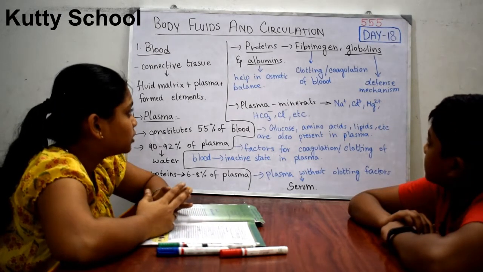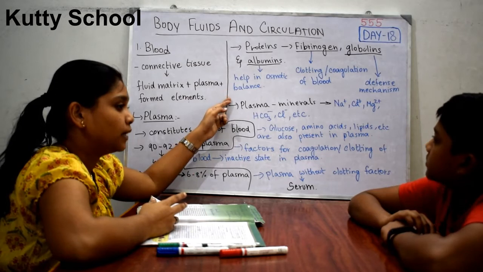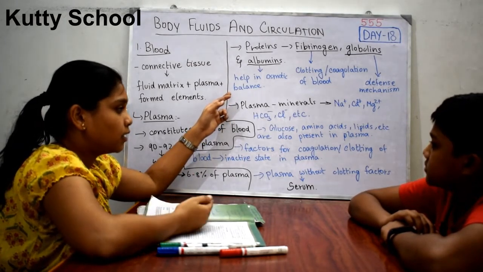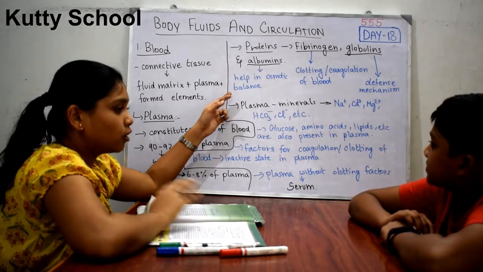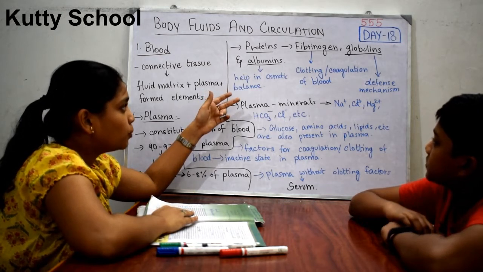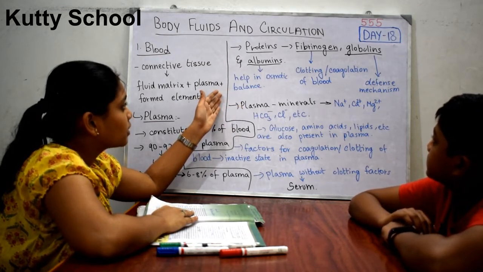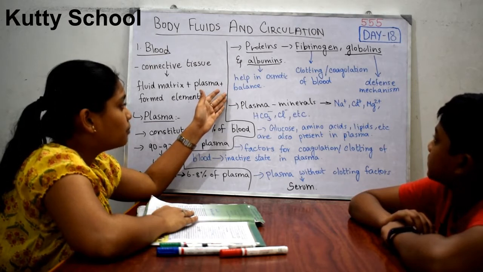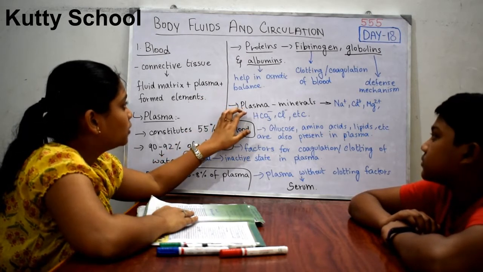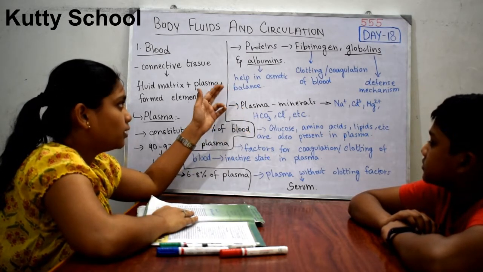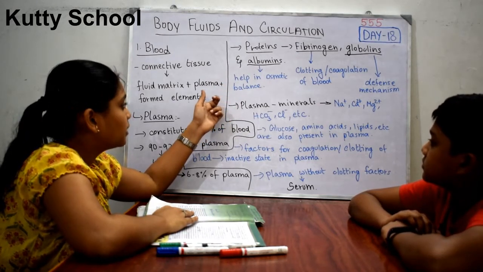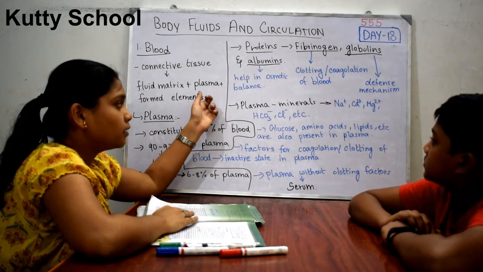Fibrinogen helps in clotting or coagulation of blood. When we have a wound in our skin, a blood clot is formed, and that is because of fibrinogen. Globulin acts as a defense mechanism. Albumins help in osmotic balance, which is nothing but fluid balance. So fibrinogen is for clotting, globulin is for defense, and albumins help in osmotic balance.